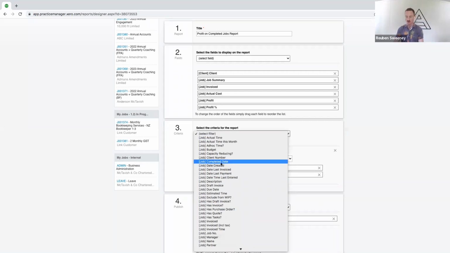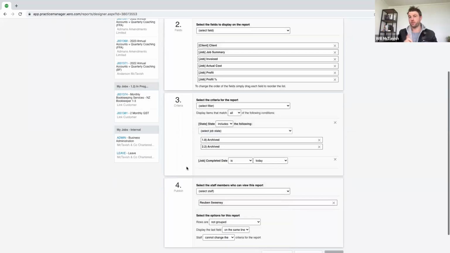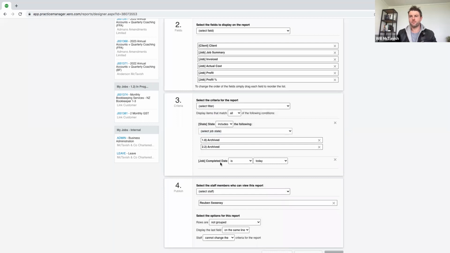Yep. So the date the job was completed. That is the time that we know that profit was ours. In which case, you wouldn't need your job states there. Yes, correct. You actually wouldn't need a job state because only jobs that have a completed date will feature in this report. So you can skip that first piece.